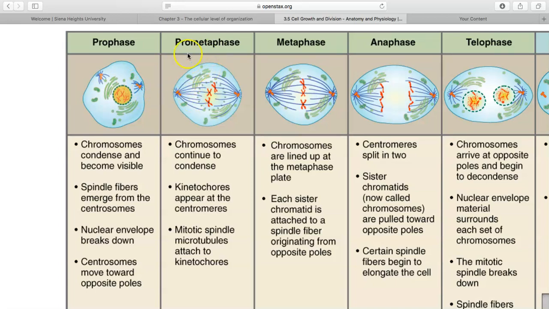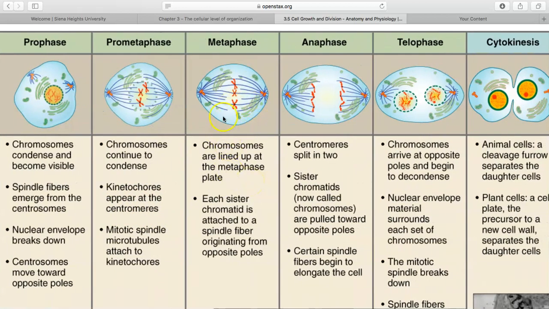So when we get to what we call prometaphase, the chromosomes are continuing to condense, the kinetochores appear at the centromeres, and the mitotic spindle fibers that are the microtubules will attach to the kinetochores. Remember, the kinetochores are what holds homologous chromosomes together, whereas the centromeres hold the sister chromatids together. Okay, when we talk about metaphase, metaphase happens when we see the chromosomes that are lined up right in the middle, what we call the metaphase plate.